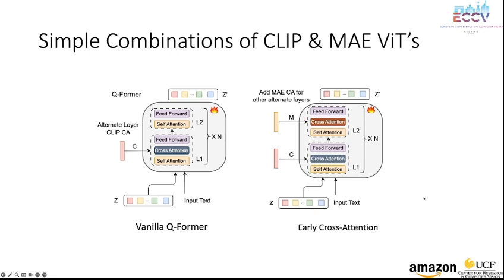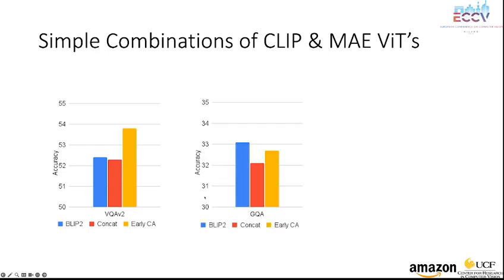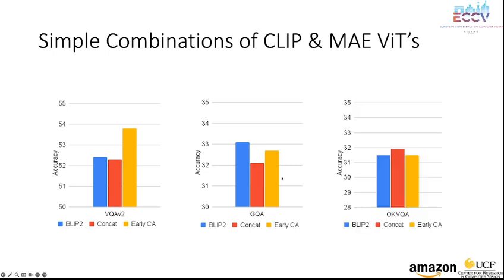And we show that for early cross attention, we see good improvement on the VQA V2 dataset, but the performance is still lower than BLIP2 on the GQA dataset, which requires better semantic understanding. And on the OK VQA dataset, we also see marginal to similar performance. Thus, we find that it's a non-trivial problem to combine CLIP and MAE features to leverage the benefits of both approaches.